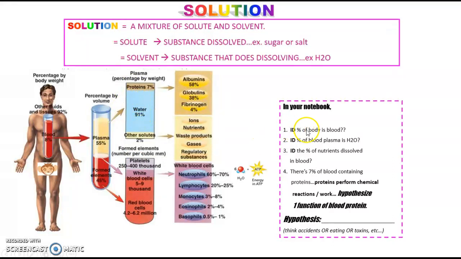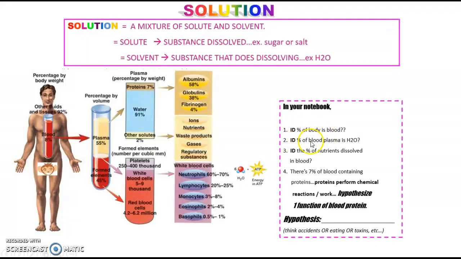Look at this. It says identify the percent of body that is blood. So you can see right here, 8% of our body is blood. So if we were 100 pounds, 8 pounds of our body would be blood. If you're more than 100 pounds, well, maybe you've got 20 pounds of blood in you. But whatever your weight is, 8% of that weight is due to blood. Interesting. So 8% of the body is blood.